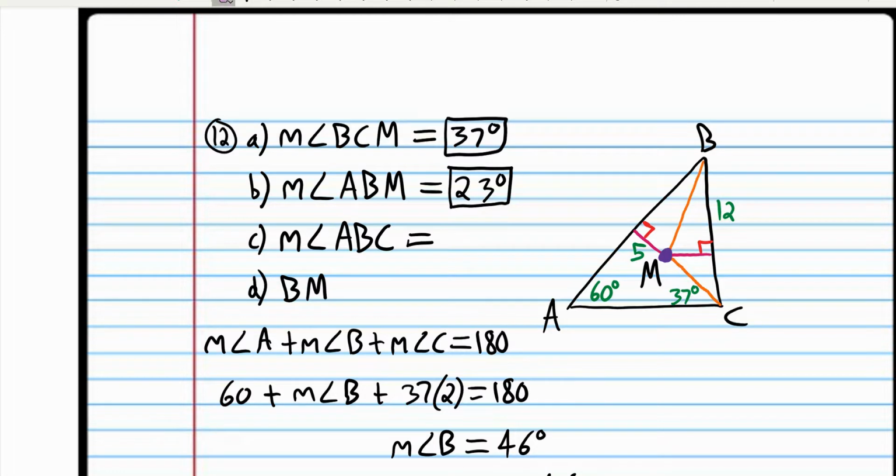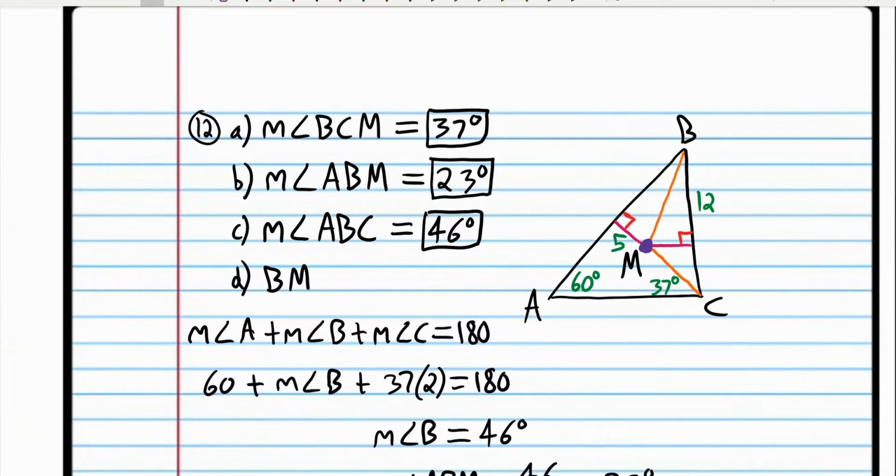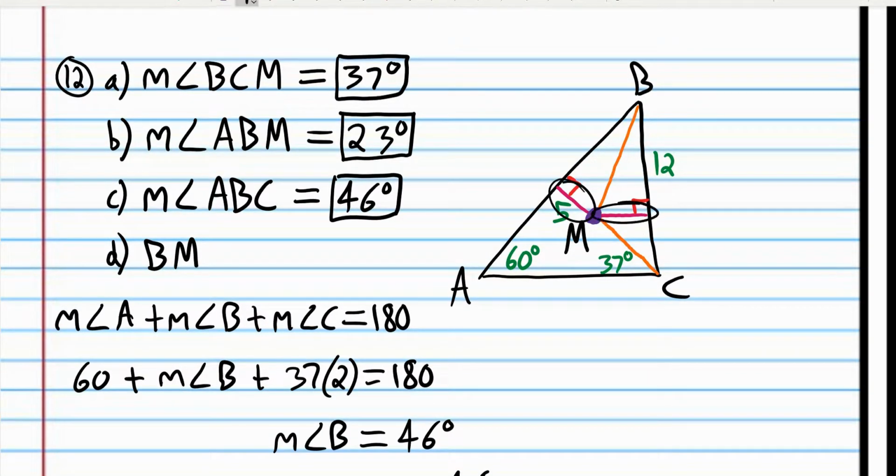And measure of angle ABC, that's the entire angle at B. So that would just be 46 degrees. And BM, as usual, we're going to have to use a right triangle. Now, we have to use the Incenter Theorem also, so we know this length is 5, so this length must be 5 also. And I'm going to take that triangle out so we can see what we're dealing with. And I'm going to need to label that. I'm just going to label it D.